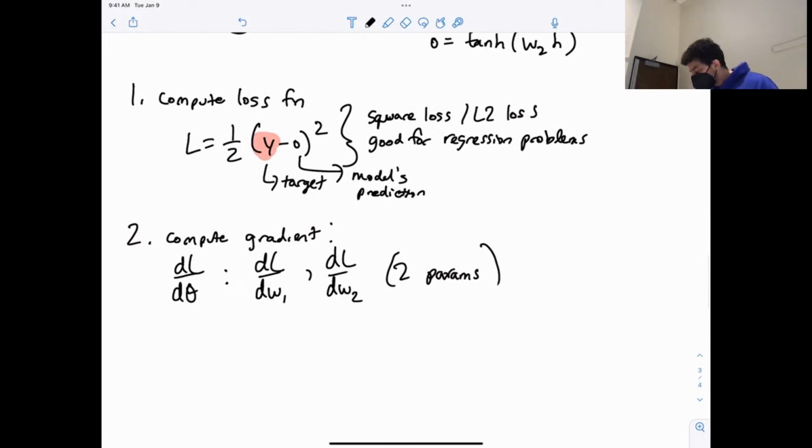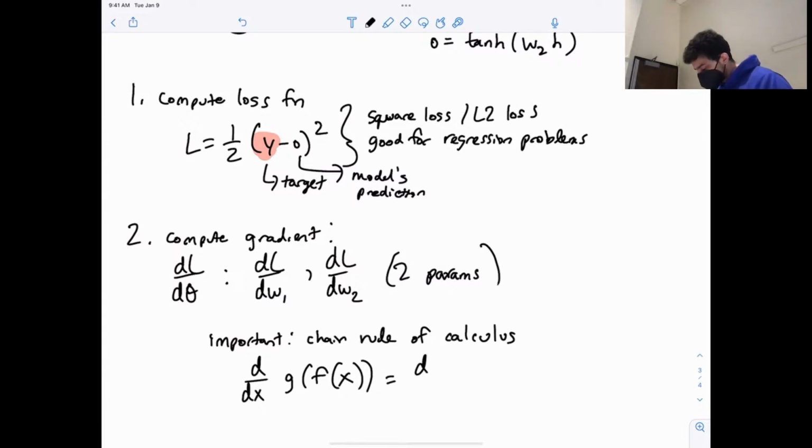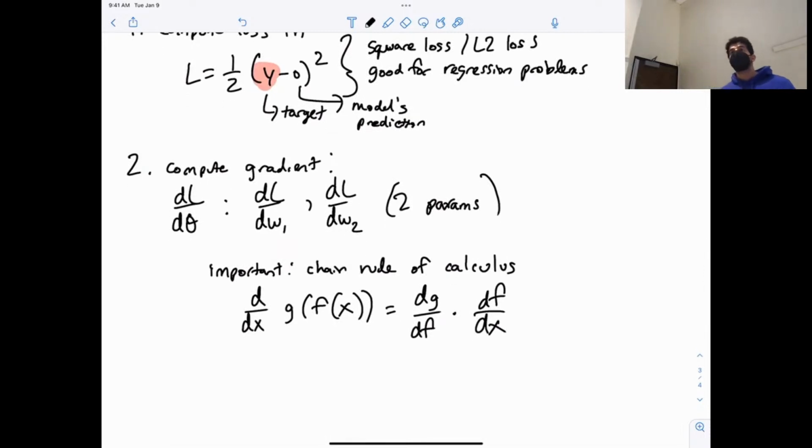Okay, so at this point, it's important to remember the chain rule of calculus. We've already looked at the chain rule of probability. Now we're going to look at the chain rule of calculus because it's fundamental to backprop. Backprop is nothing but applying the chain rule of calculus and then doing some caching of the derivatives, as we'll see later. If you want to differentiate a function g, which is itself a function of f of x, another function, first you differentiate g with respect to f of x, then you differentiate f with respect to x, right? So that's the chain rule of calculus.